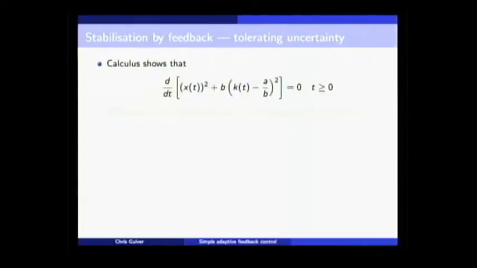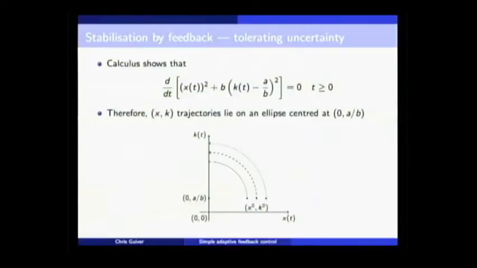If you differentiate this quantity, it's 0, so this quantity must be constant. This quantity describes an ellipse in xk phase space. So I've drawn circles, but I may as well have drawn ellipses. So some given x naught, k naught, x goes down, k goes up. I hit this k-axis where x is 0.